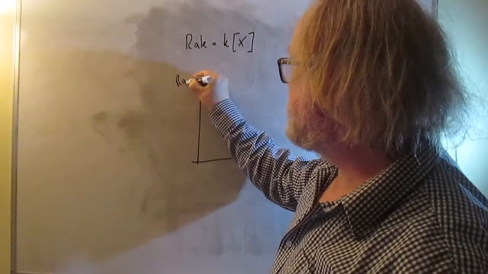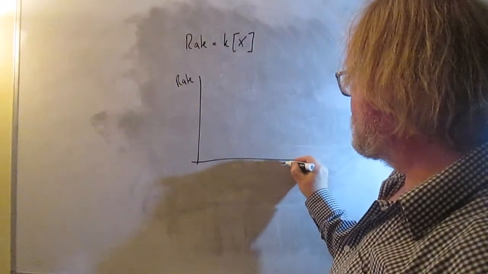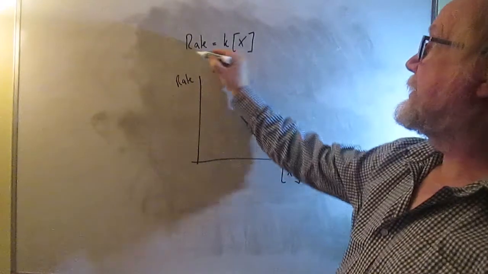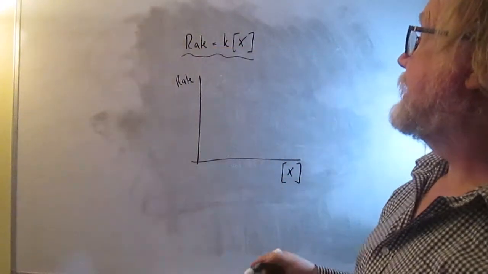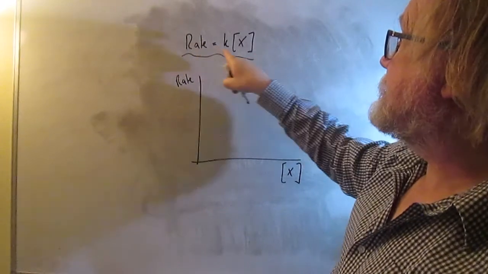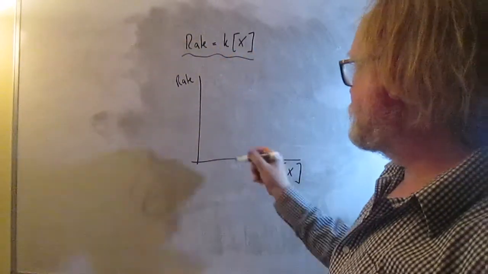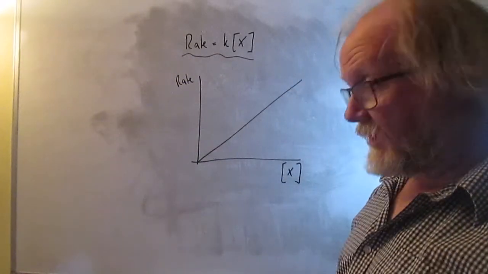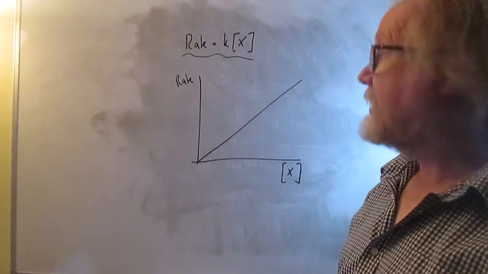So we've got rate on this axis and concentration of X on this axis, and it's told us it's first order, so that's the rate equation, and that just tells you that it's a straight line. Okay, so rate is directly proportional to the concentration of X, so it's just a straight line going like that, and therefore the answer is A.